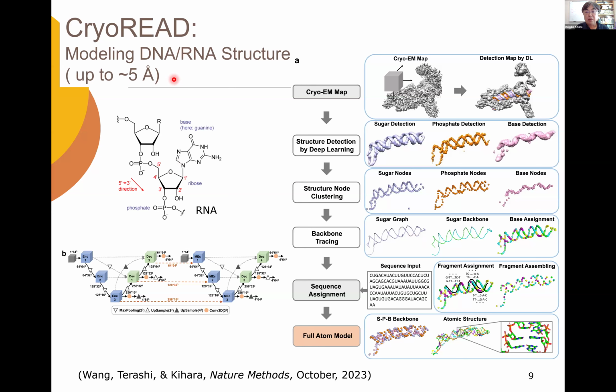And then this is CryoREAD. This is the same approach, but now for DNA or RNA. The idea is basically the same. You have a cryo-EM map of about 5 angstrom. Deep learning will detect sugar, phosphate, and base positions. Then those detected points are connected, sequences are assigned, and finally the atomic detail model is made.